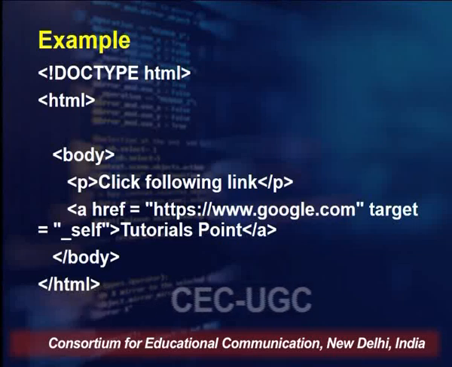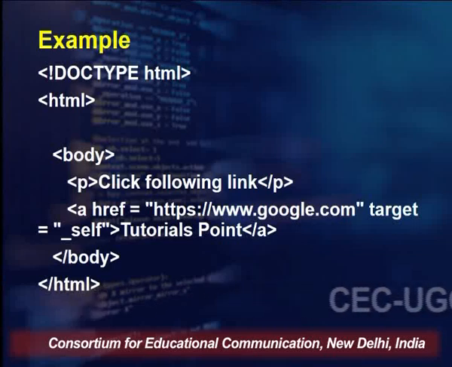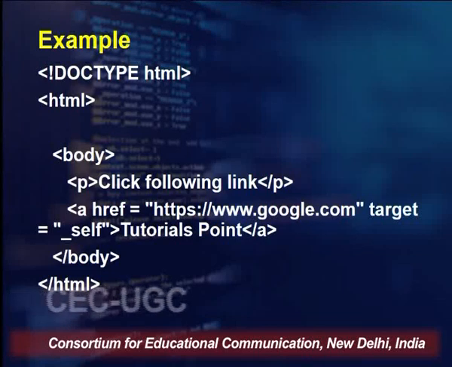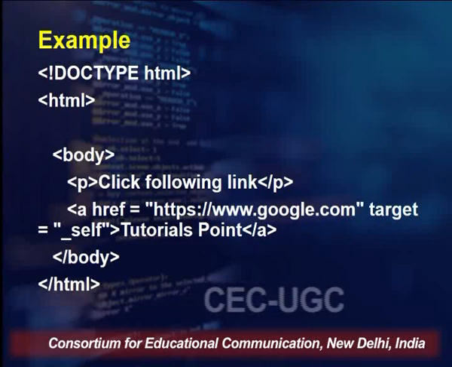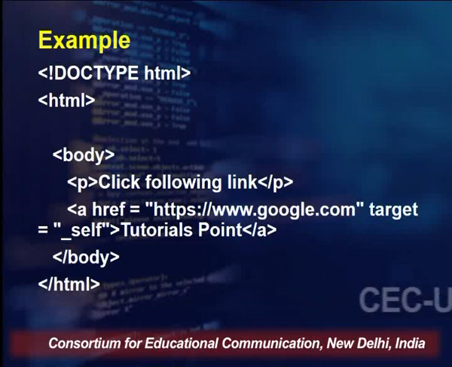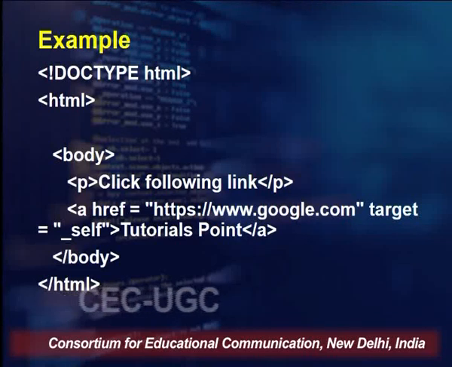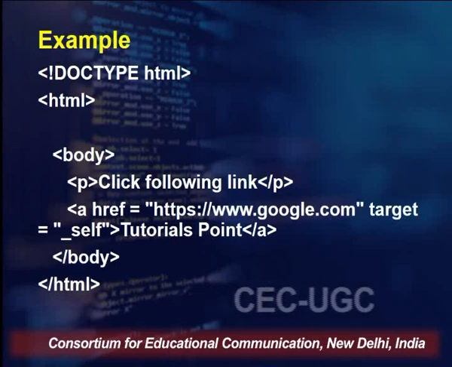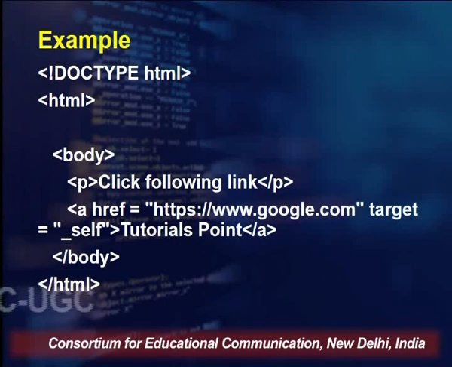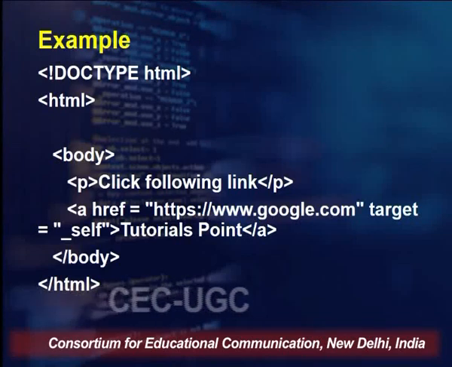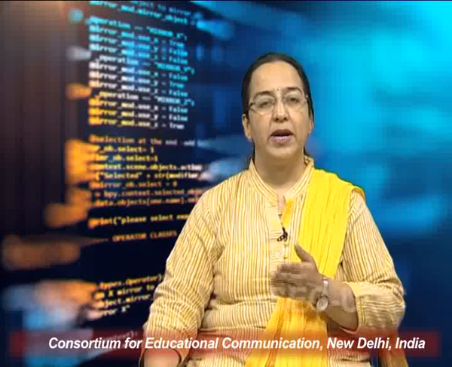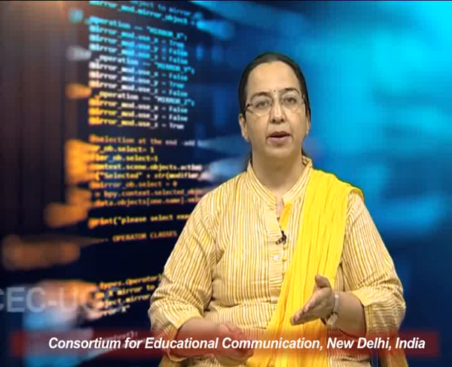So Tutorials Point will be a link, a text which is going to take me to my destination, which is google.com. Whenever I take my mouse pointer onto this particular text, Tutorials Point, the mouse pointer will change into a hand, and this Tutorials Point is actually a link and it will behave like a link. The moment I click on it, it is going to take me to my destination, which is google.com, and then we have the closure of body and HTML there.